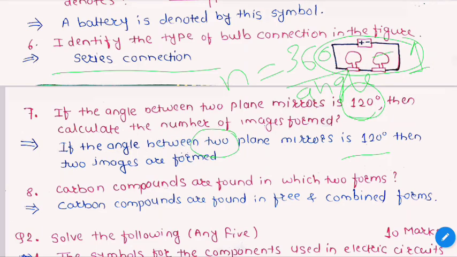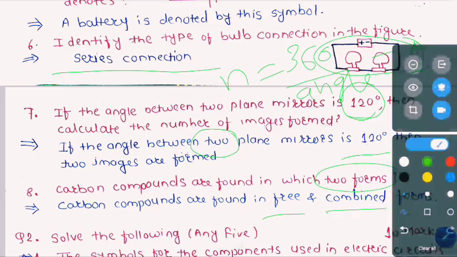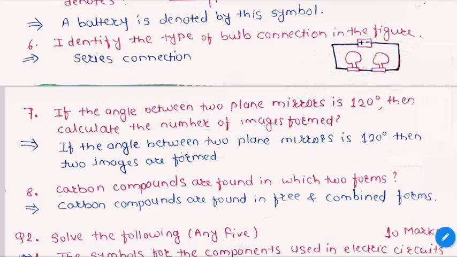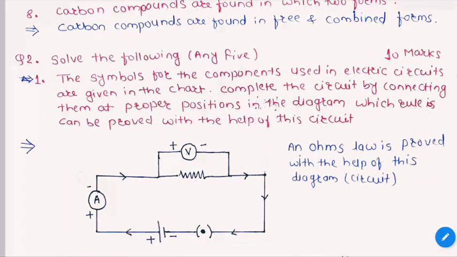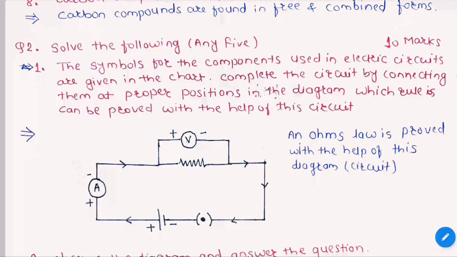Now the next question is: carbon compounds are found in which two forms? The carbon compounds are found in free as well as in combined form. These are the two forms of carbon compounds. Now the second question started here. The second question is for 10 marks.